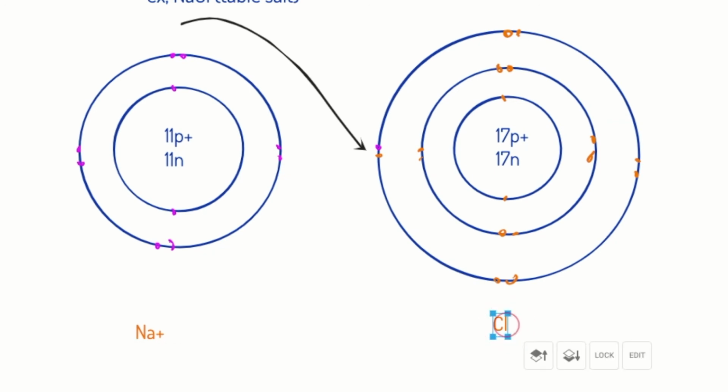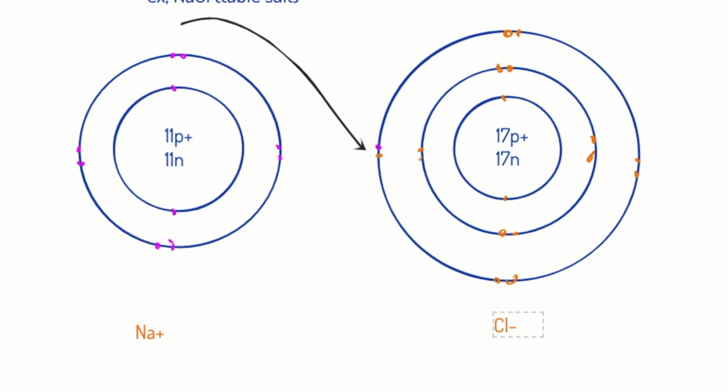Chlorine gained an electron, so it is now one more negative. And so I'm going to put a negative sign here. If it gained 2 electrons, you put 2 negative. If it gained 3 electrons, you put 3 negative. You never gain more than 3 electrons.